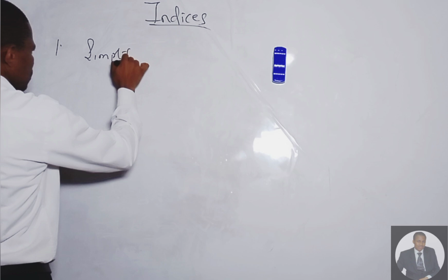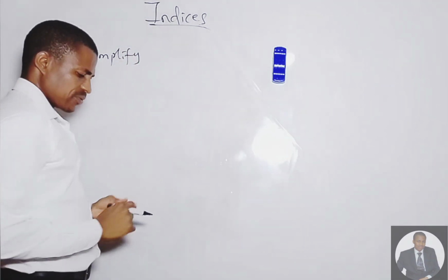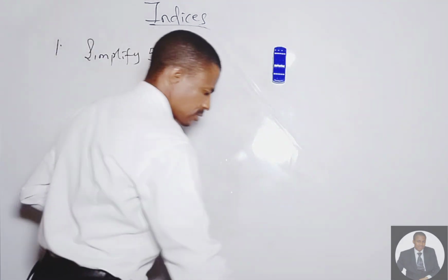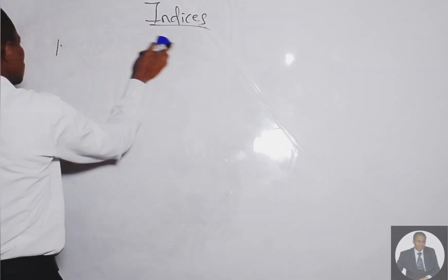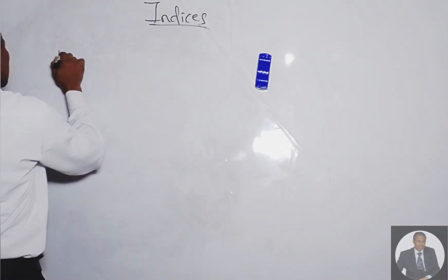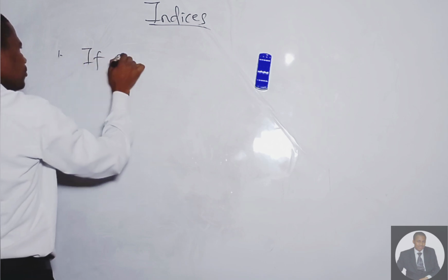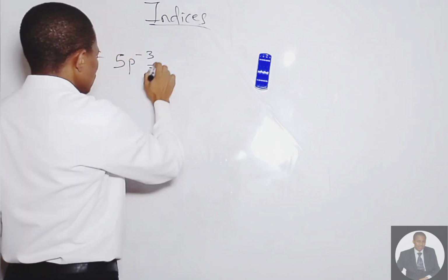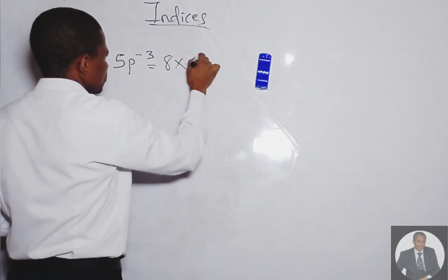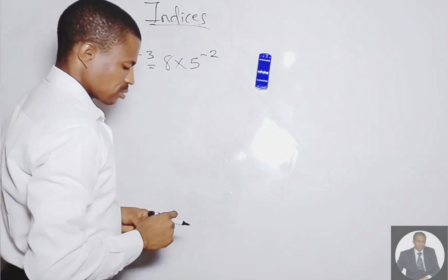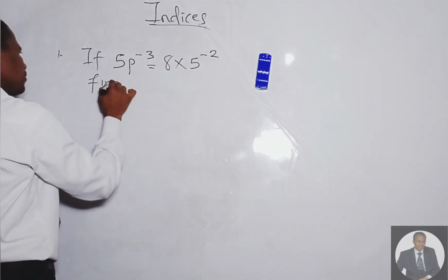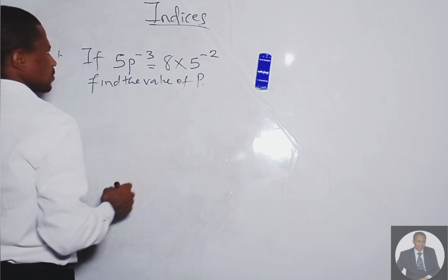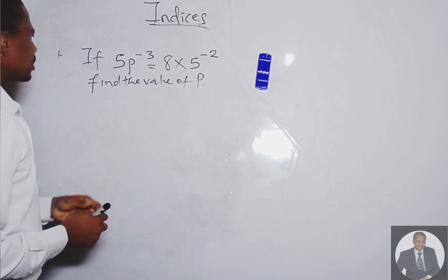Simplify. Let's say, if 5p^-3 equals 8 times 5^-2, find the value of p. How do we do a question like this?